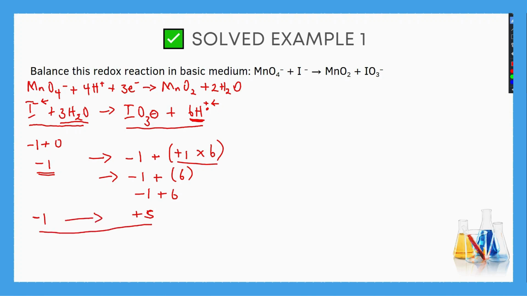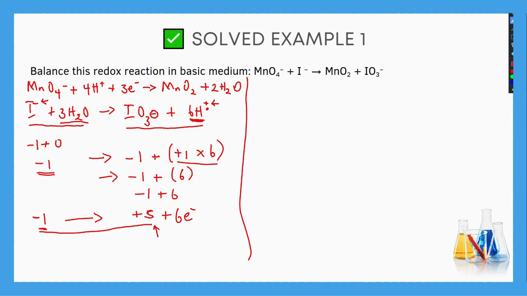So where are we going to add the electrons? Of course, we're going to add the electrons to the side with a greater positive charge. Now, how many electrons do we need to add to +5 to make it to be equal to -1? Of course, we need to add 6 electrons, or 6e minus. I'm sure you can see how this is playing out.